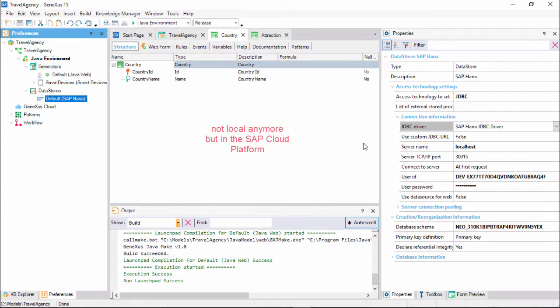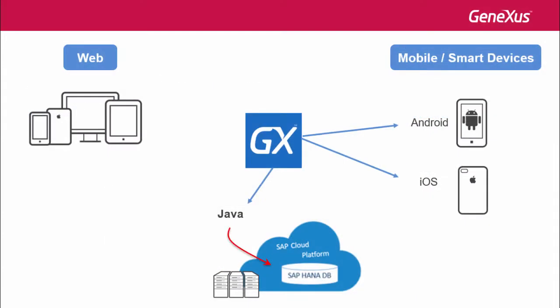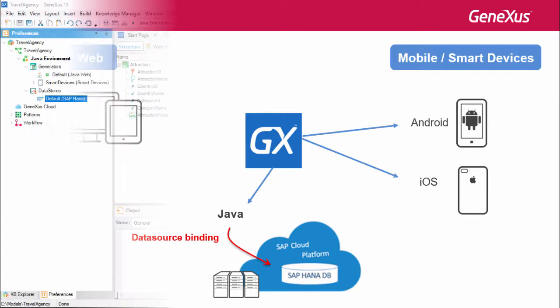Now we will upload the programs built by GeneXus for this application to the web server of the SAP Cloud Platform. They will access the database in that same platform. Therefore, opening a tunnel will no longer be necessary. The database will be accessed through JNDI, and to this end, data source binding will be set between the application and the database schema used.